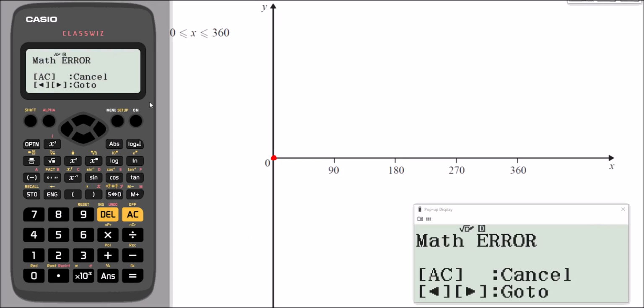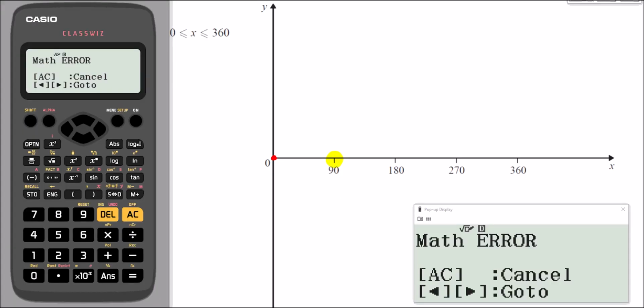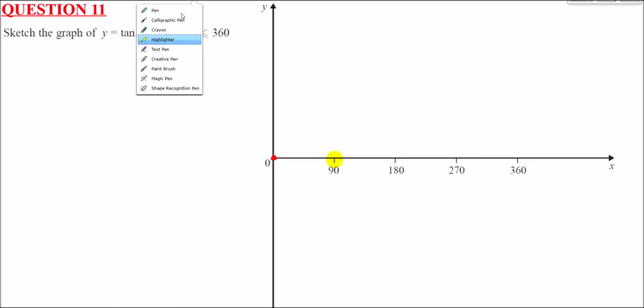Whoops, the calculator's blown up. So, okay, we'll come back to it in a moment. I'm just going to highlight 90 as a problem point. We'll examine that in a moment. How about 180? Well, tan 180. Again, that's 0, so that's easy to plot.